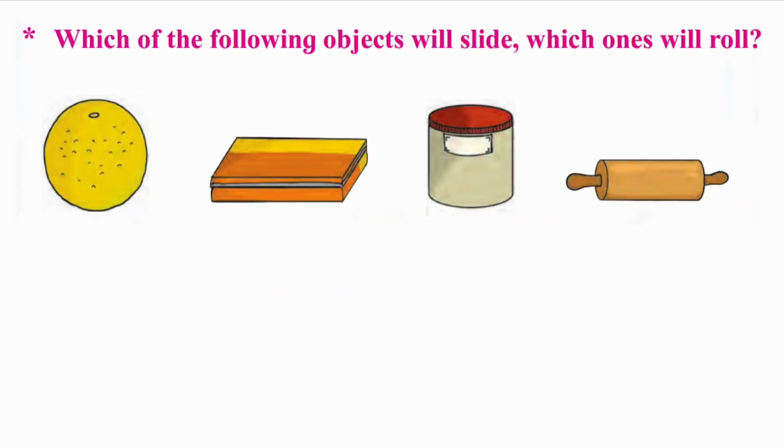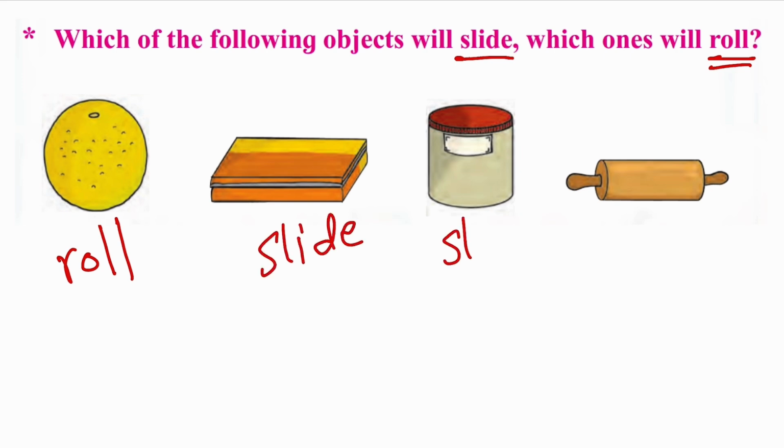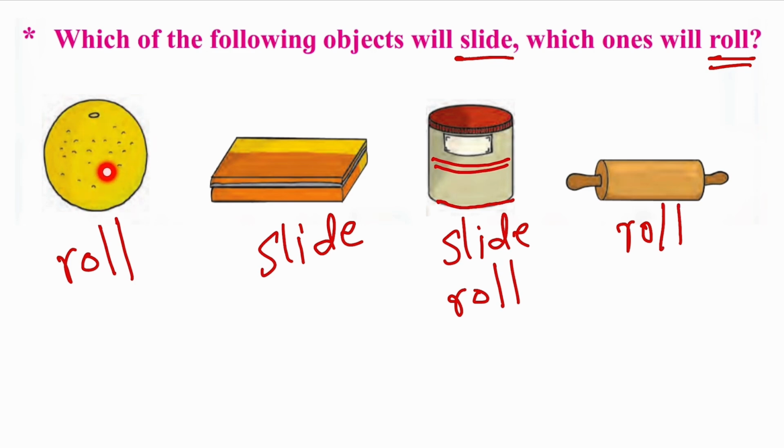Okay, good. Thank you. Which of the following objects will slide? Which objects will slide and which one will roll? Look carefully. This is a lemon or lime. It will simply roll down, and it will slide because of the flat surface. It will slide through this side and it will also roll from this side. And this will roll. The lemon will roll down.